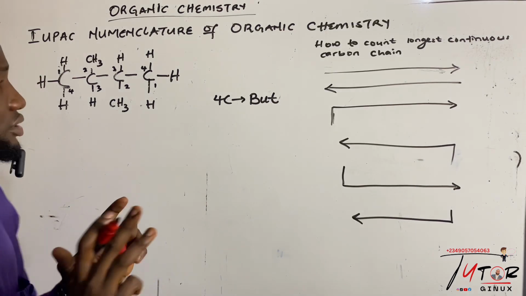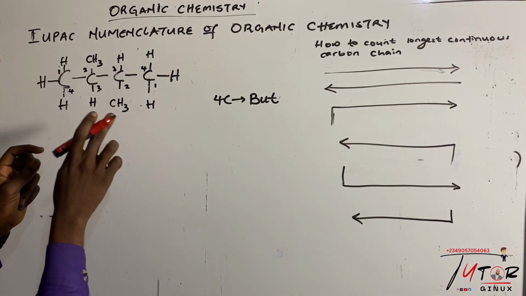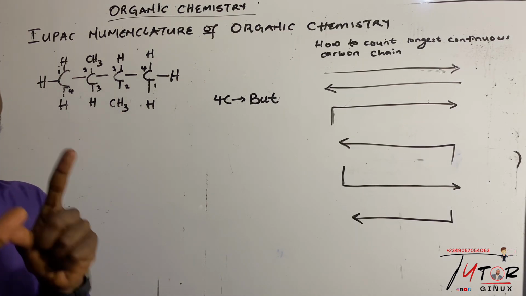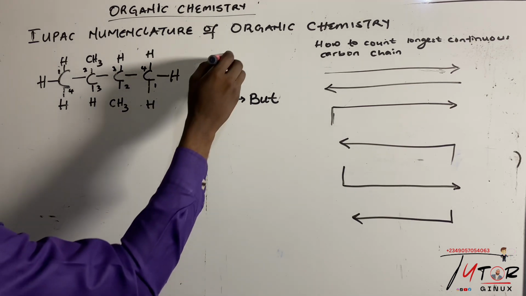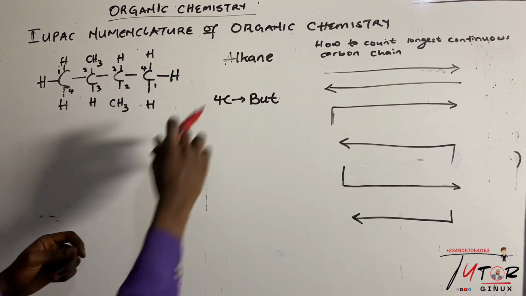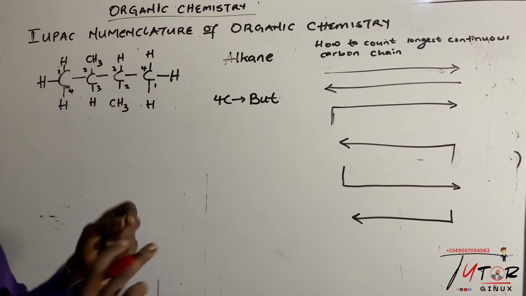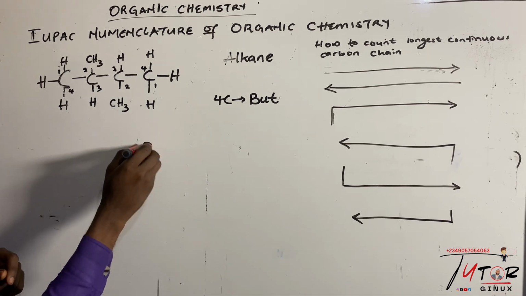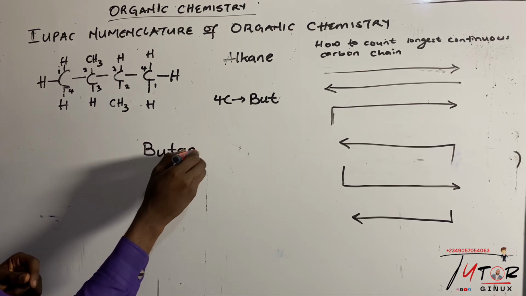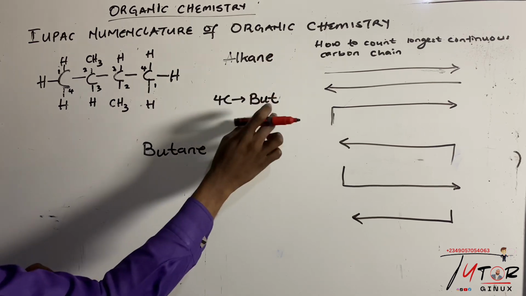Then the third thing you are going to check in the compound is to know the functional group. Now, the functional group of this organic compound is simply alkane. It's an alkane group, because this is just a single bond between carbon and hydrogen. So it is an alkane group, and that is butane. 4 carbon of alkane, that is butane.